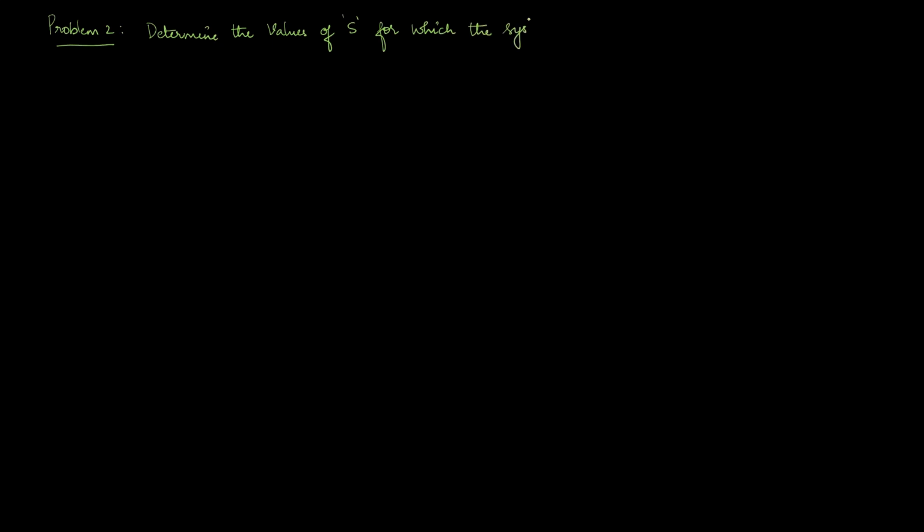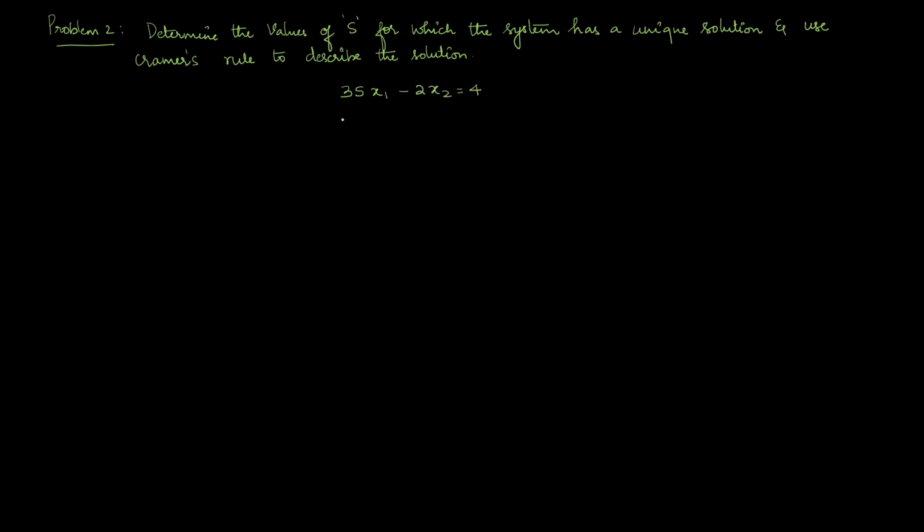For the second problem, the question says determine the values of s for which the system has a unique solution and use the Cramer's rule in order to describe the solution. And the equation is given as 3s x1 minus 2x2 equal to 4, minus 6x1 plus s x2 equal to 1. So before that, let us understand what we mean by unique solution when it comes to Cramer's rule.